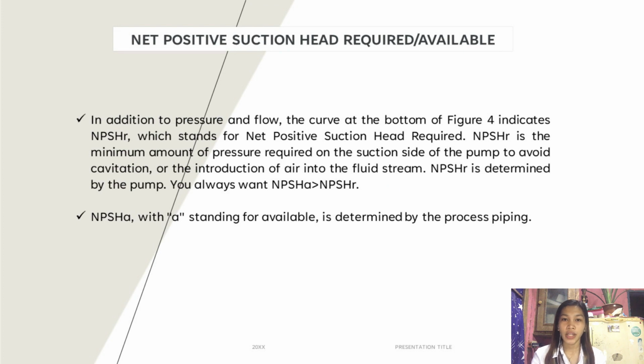Net positive suction head required or available. In addition to pressure and flow, the curve at the bottom of Figure 4 indicates NPSHR, which stands for net positive suction head required. So net positive suction head required is the minimum amount of pressure required on the suction side of the pump to avoid cavitation, or the introduction of air into the fluid stream. Net positive suction head required is determined by the pump. You always want net positive suction head available greater than net positive suction head required. NPSHA, with A standing for available, is determined by the process piping.